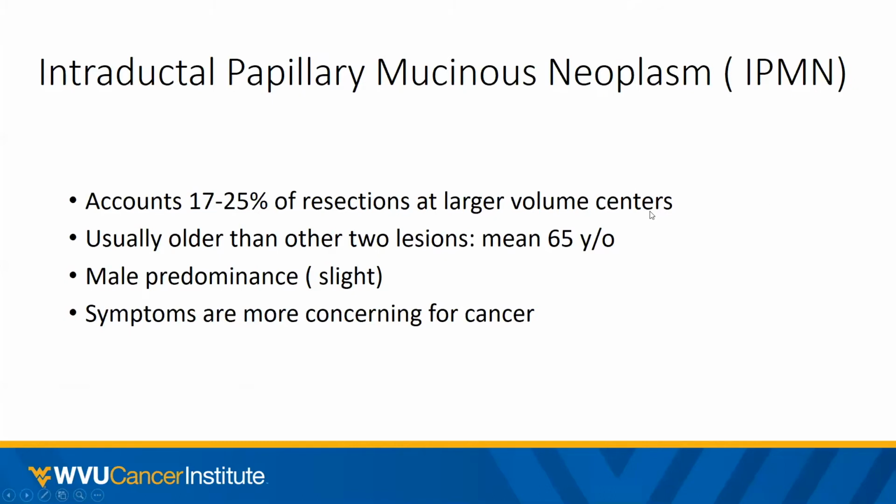So for IPMN, this is going to make up a much more common portion of the patients that we see in terms of surgery, accounting for up to a quarter of the pancreatic resections that are performed at the larger volume centers. Typically, these are going to be found in older patients with an average of about 65, in contrast to the MCN that's more common around 50. Also, distinguishing this from an MCN is the male predominance. And symptoms in patients with IPMNs like jaundice or pancreatitis are more concerning for cancer.